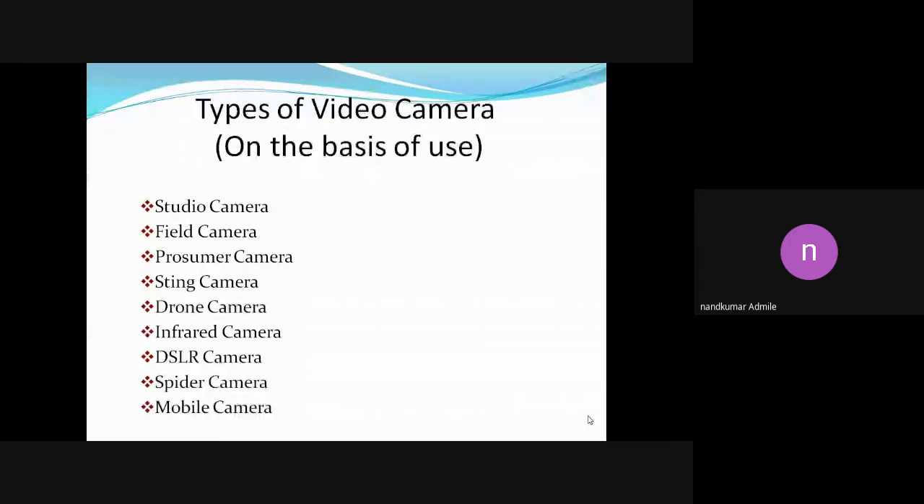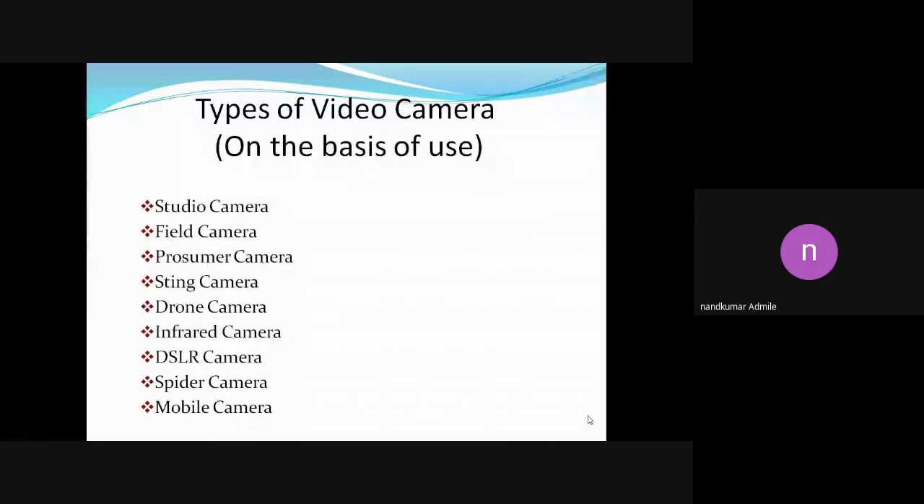Okay, so in a specific application, we can use any one of these. If we have to use, we can use our mobile. The mobile camera is also a type of video camera. We can capture the images by using the various drones. From space also we can capture the various videos. In that application we can use the drone camera. And the most used camera is the DSLR camera.